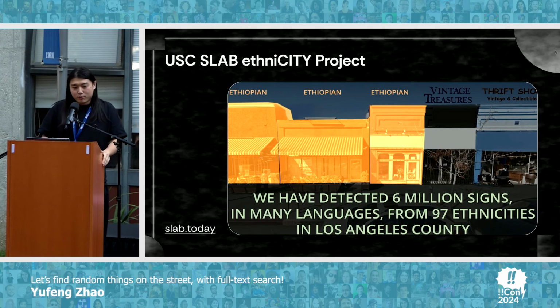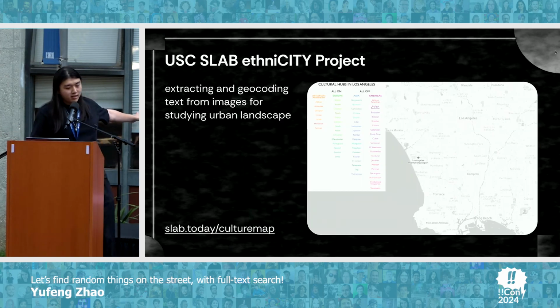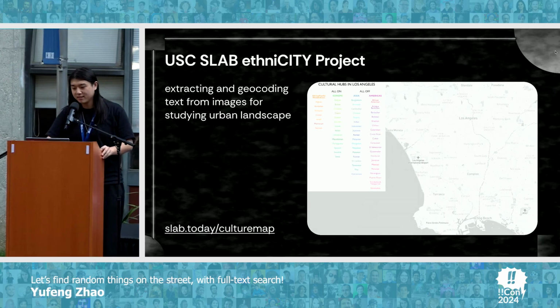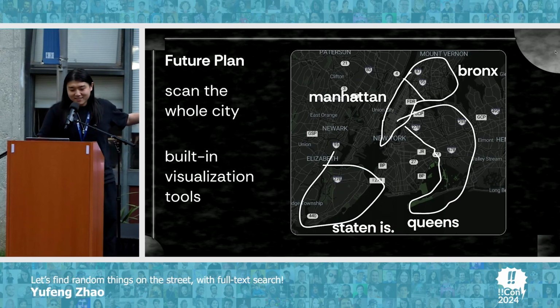I'm not the only one who thought of OCRing Street View data to map the urban landscape. USC has a lab called Spatial Analysis Lab, SLAB. They have an amazing project called Ethnicity, which maps a lot of street signs in multiple languages in the LA County. At slab.today/culturalmap, you will be able to see an interactive map that shows you different ethnicity groups in LA County.